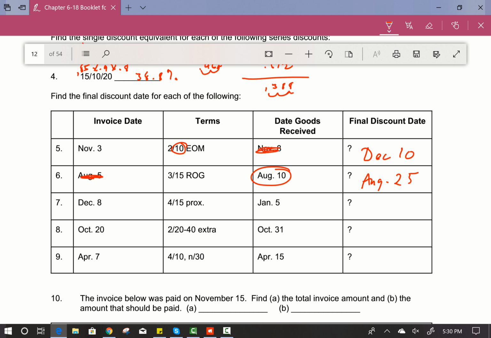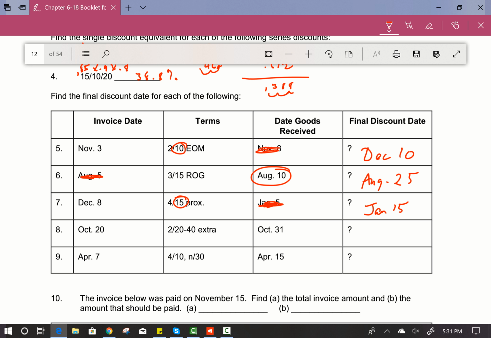Okay, then number 7, December the 8th. And the terms is a 4% discount if taken within 15 days proximo. So that's end of the month method again. So I'm before the 25th of December. So I'm going to go to the next month, which is January, plus the number of days in the terms, which is 15. So it's January the 15th. Again, I'm not going to pay attention to that date. January 15th is your final discount date.